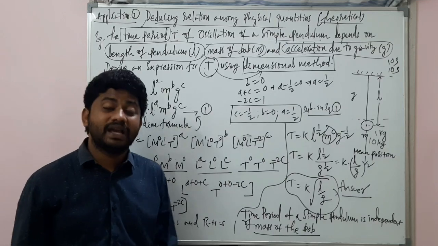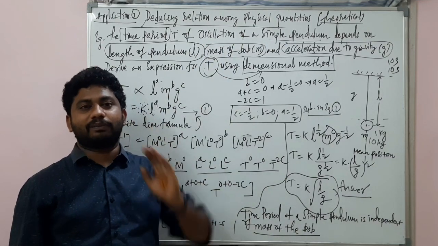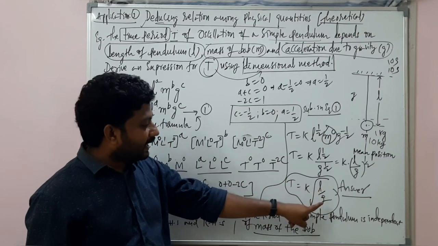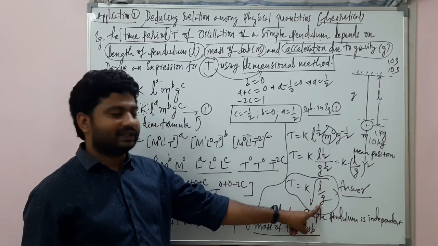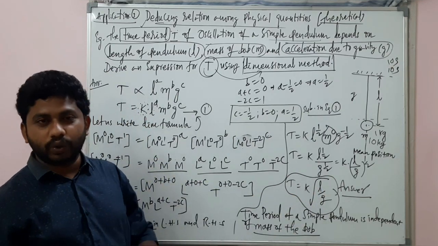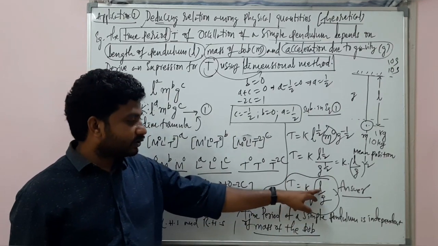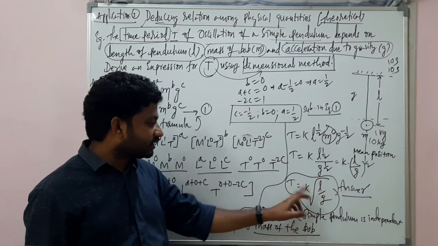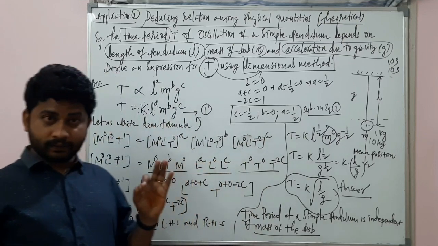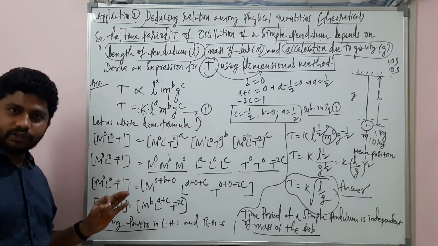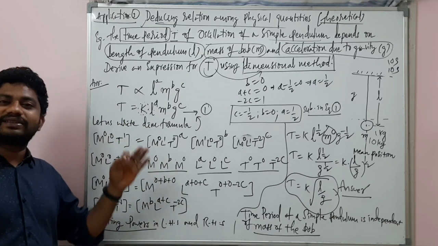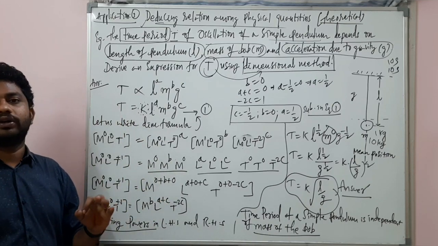The time period is independent of the mass of the bob. It depends on length of the pendulum and acceleration due to gravity. It is directly proportional to the length of the pendulum and inversely proportional to the acceleration due to gravity. Alright. Just pause the video, write it neatly, practice once, and let's move forward.